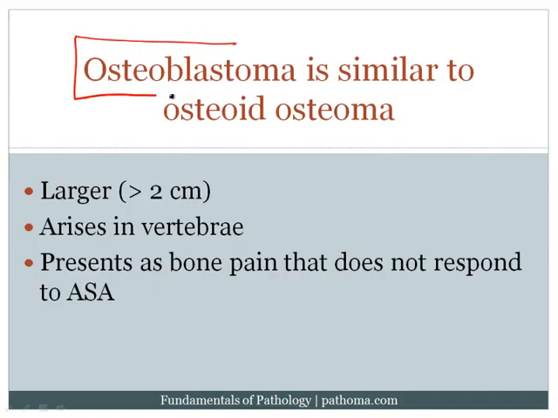Now osteoblastoma is a benign tumor of osteoblast. It's very similar to osteoid osteoma because that was also a benign tumor of osteoblast. However, there are three key differences that are very high yield. Osteoblastoma is larger. An osteoid osteoma is usually less than 2 centimeters, and osteoblastoma is usually greater than 2 centimeters. The osteoblastoma usually arises in the vertebra. Remember that the osteoid osteoma arose on the cortex of the diaphysis of long bones. And number three, an osteoblastoma presents as bone pain that does not respond to aspirin, very high yield. Whereas with an osteoid osteoma, the bone pain would respond to aspirin.